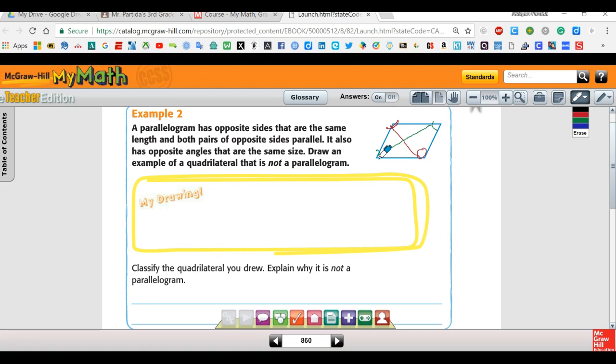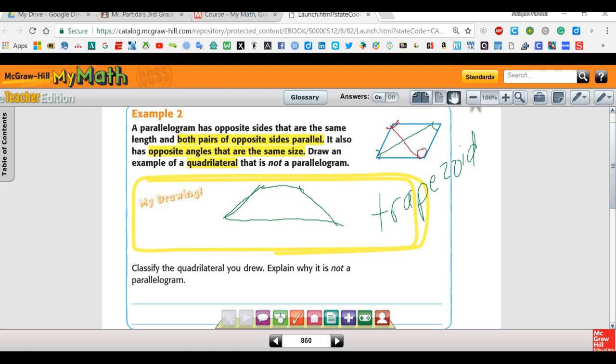Draw an example of a quadrilateral that is not a parallelogram. Go ahead and do that. You should have something like this. I'm going to go like this, and I'm going to make another like this, and like this. What did I make? Oh, I actually made a trapezoid. And that is not a parallelogram. It is a quadrilateral because it does have 4 sides. That's pretty good.